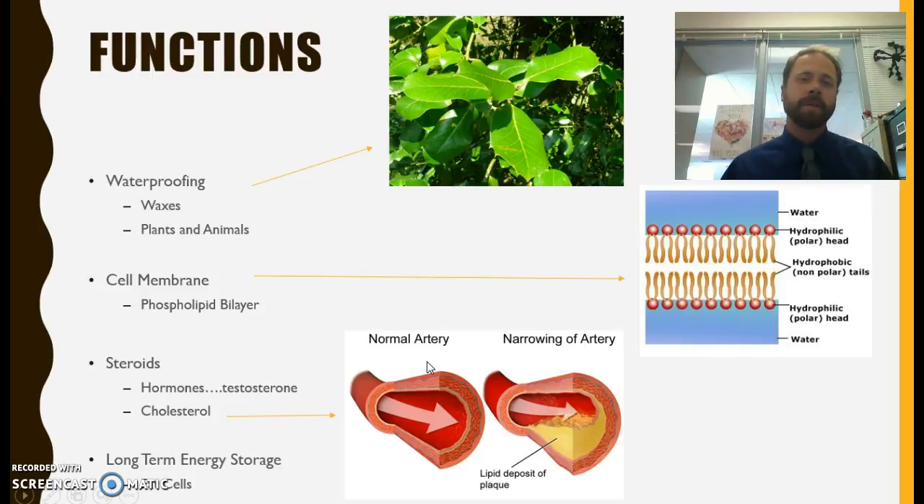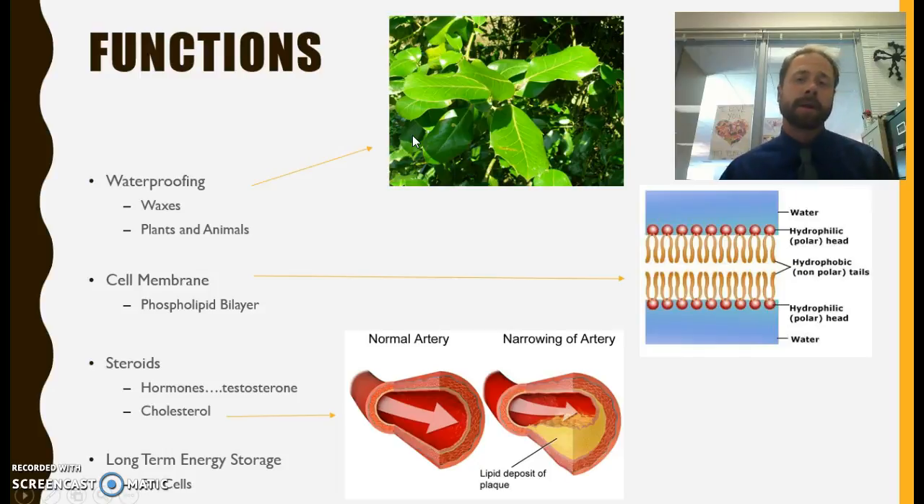Now, the functions of lipids vary. They go from waterproofing, which we see in waxes, in plants and in animals as well. That waterproofing covering we have on the top of the leaf there is a waxy covering. You might have felt it if you've ever picked up a leaf and thought, wow, this is kind of hard, it has a sheen to it. That's that waxy waterproofing going on right there.